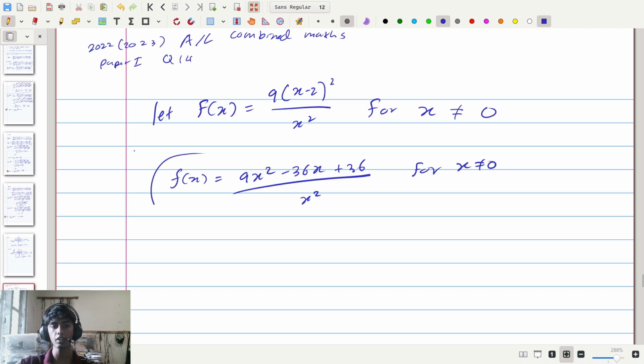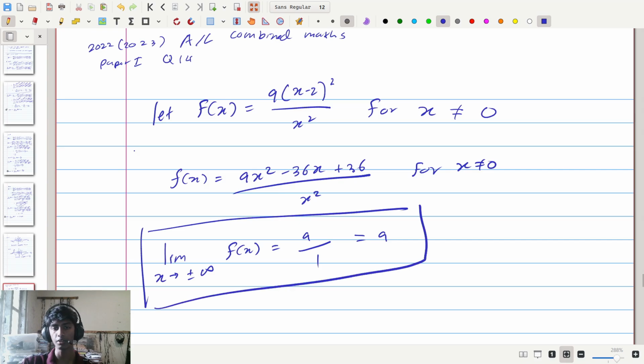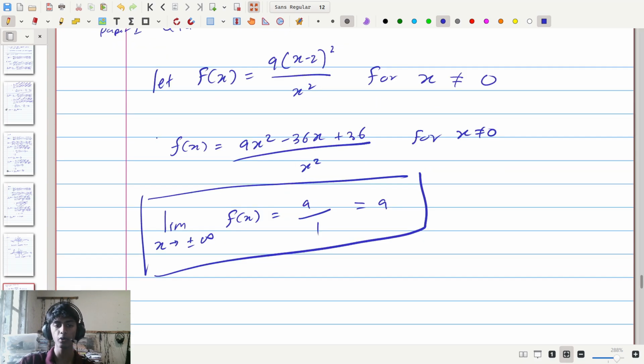In this representation, we can see on top we have an order 2 polynomial, on the bottom we have an order 2 polynomial. So if we consider the limit as x approaches plus or minus infinity, this is going to be equal to the leading coefficient of the first thing divided by the leading coefficient of the second thing. The leading coefficient of the numerator is 9, divided by the leading coefficient of the denominator, which is 1. So 9 divided by 1 is equal to 9. Therefore, as x approaches plus or minus infinity, we are going to have a horizontal asymptote at y equals 9.